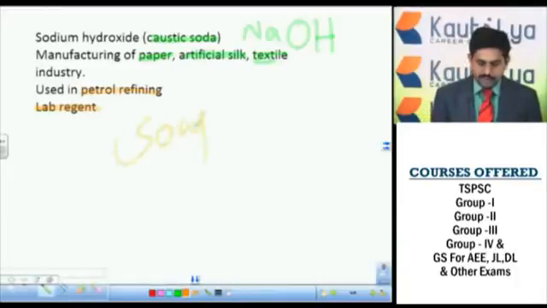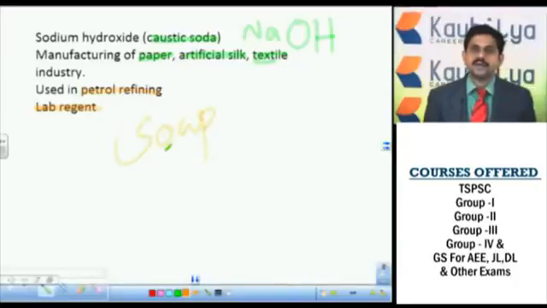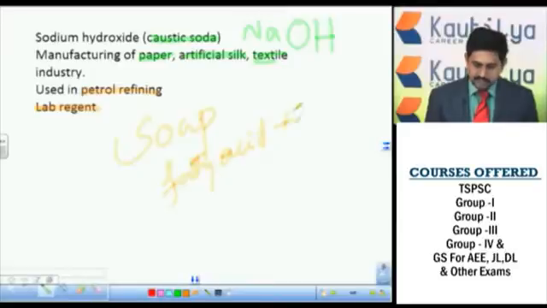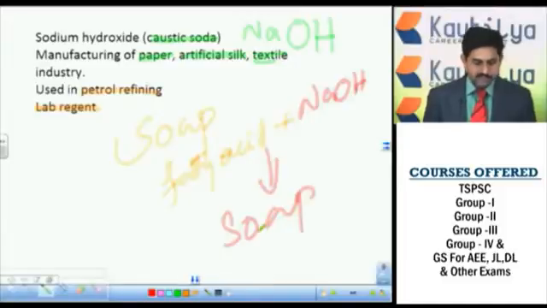Soaps can be prepared, already I told you, soap is considered as a long chain fatty acid with sodium or potassium. That is, fatty acid plus sodium hydroxide gives soap. Okay, so it is useful in the soap industry also.